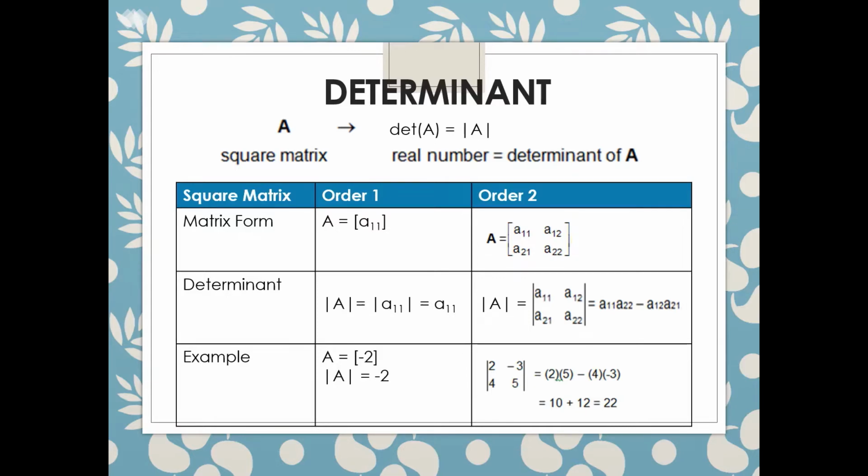For example, given a square matrix of order 2 as follows. The determinant of this matrix is obtained by cross-multiplying the elements and subtracting. That is, 2 times 5 minus 4 times -3 equal to 22.